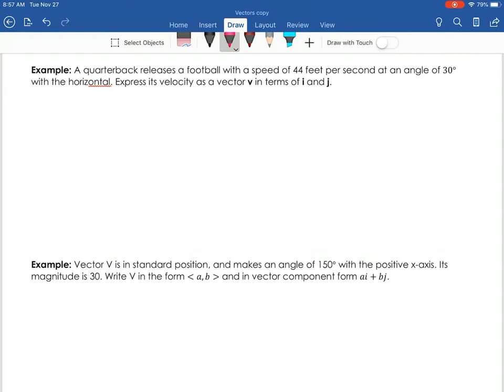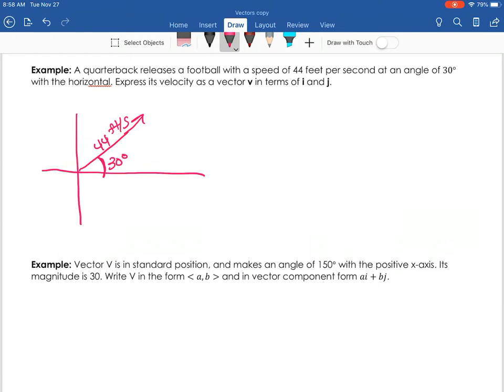Okay, this one says a quarterback releases a football with a speed of 44 feet per second at an angle of 30 degrees with the horizontal. Angle of 30 degrees with the horizontal means this. 30 degrees with the horizontal. My magnitude is 44 feet per second.